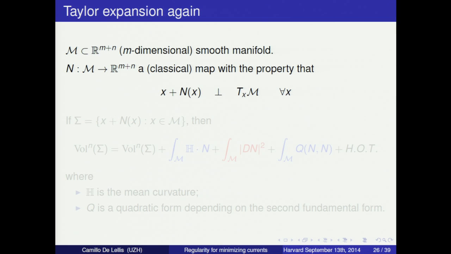Let us look at the following model problem. So say that you have a manifold M, and say that you have a classical map, which is taking values on the normal bundle to this.